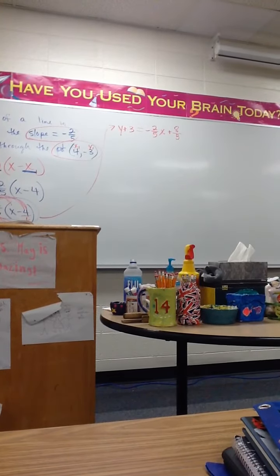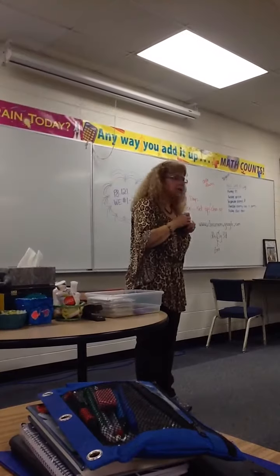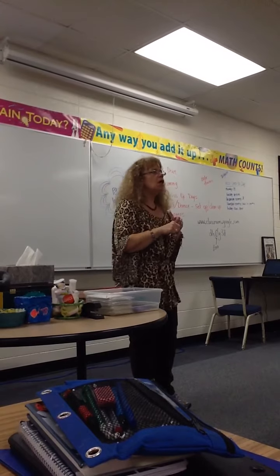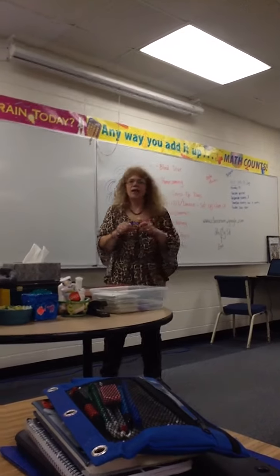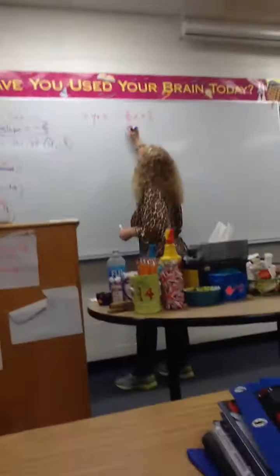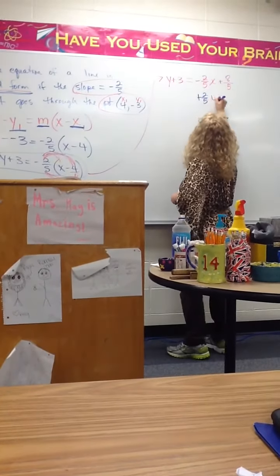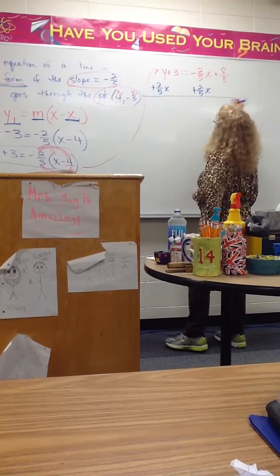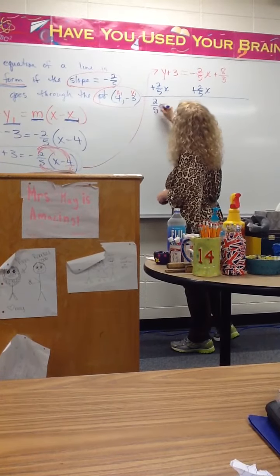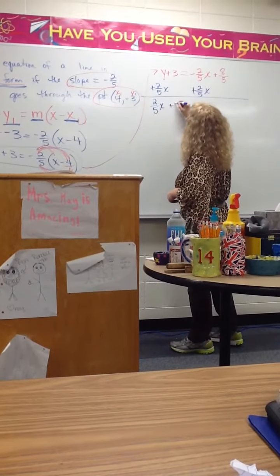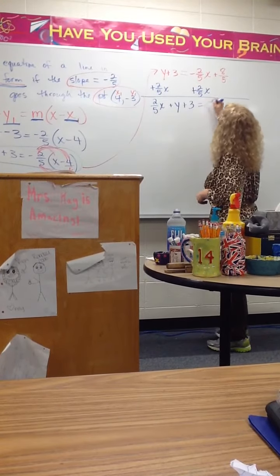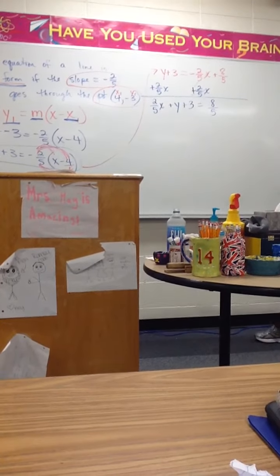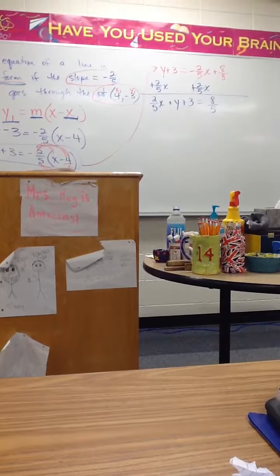Then what would I do? Just say it. 2/5 x. You want to get the x and y on the same side, right? So he says add 2/5 x so that we can get the x over on the other side with the y. So that gives us 2/5 x plus y plus 3 equals, that went away, 8/5.